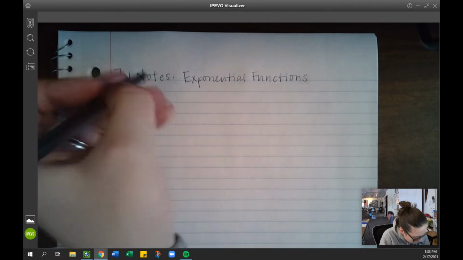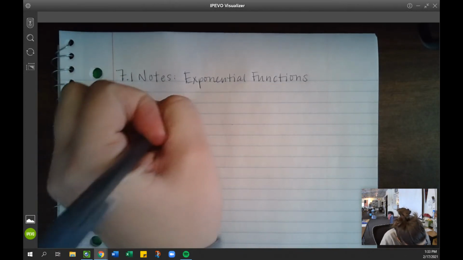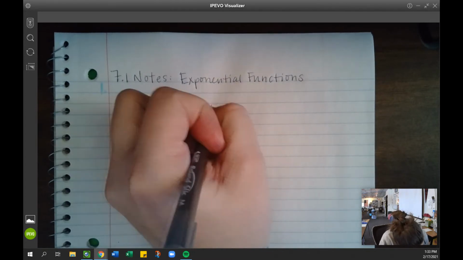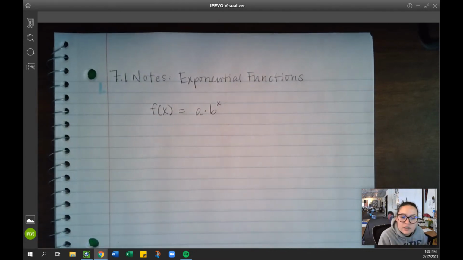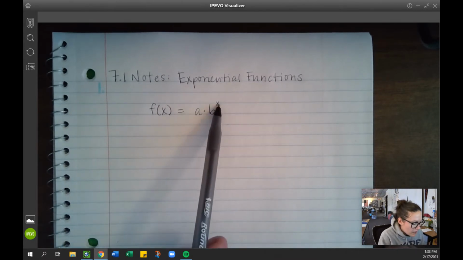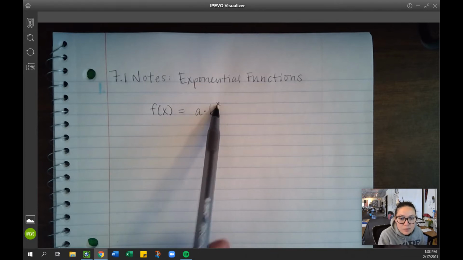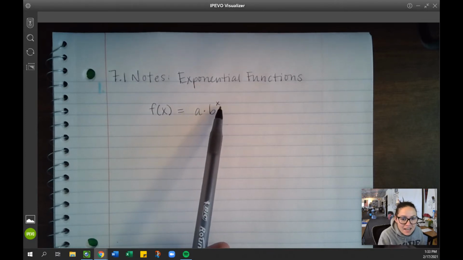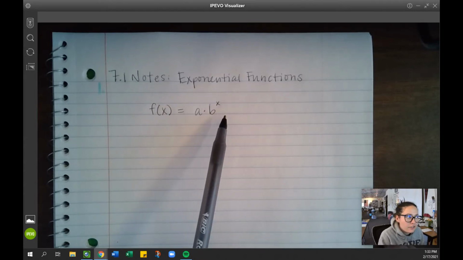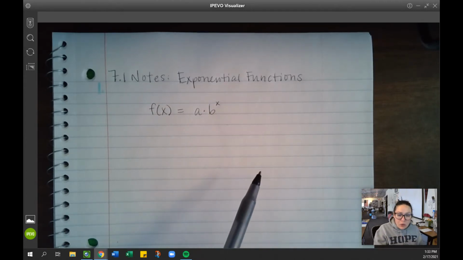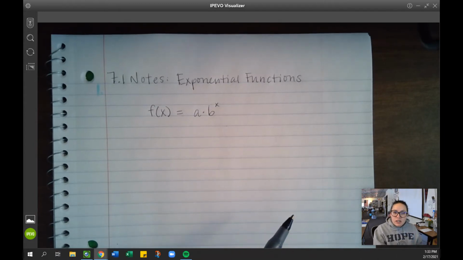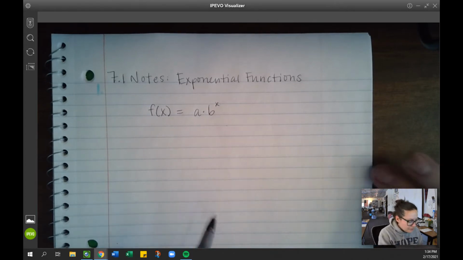So an exponential function looks like this. We have f of x equals a times b to the x. A couple things to note is that our x is the exponent. The x is the exponent, and that's why it's called an exponential function. And that's different than when we have x squared. Even though there's an exponent there, the exponent is a 2, not the x itself.